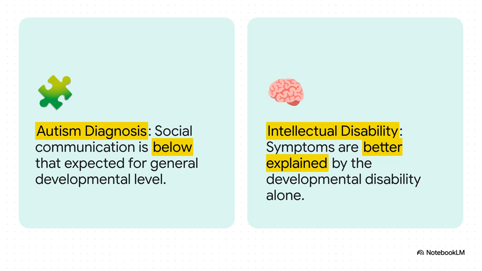Could these challenges be better explained by something else, like an intellectual disability? Now, it's really important to note that someone can have both. But if they do, the autism diagnosis is only added if the social communication challenges are significantly greater than you'd expect for their general developmental level.